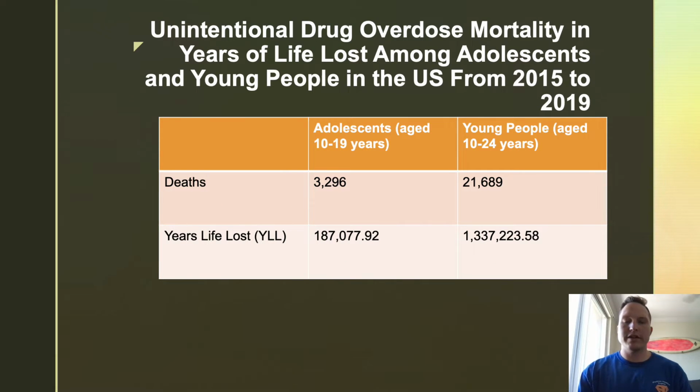So this is a 5-year study from 2015 to 2019, which looked at unintentional drug overdose and mortality. They formed 2 different groups. The first one is adolescents, about 10 to 19 years old, and the next one was young people, 10 to 24 years old. They took the total number of deaths and estimated years of life lost, which is at the bottom of the table. It takes into account the years those people would have lived if they had not died prematurely. It puts into perspective the amount of life that could have been lived if it wasn't for an unintentional drug overdose.